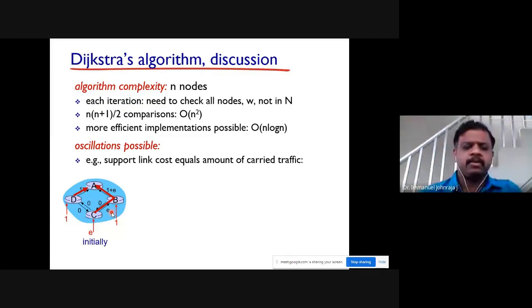And what is the initial step? What is happening initially? Router D has a packet to send to A. Okay, and the load is 1. Okay, it involves cost 1, and router C has got a packet to be sent, it requires cost e, and router B has got something to send, which requires cost 1.